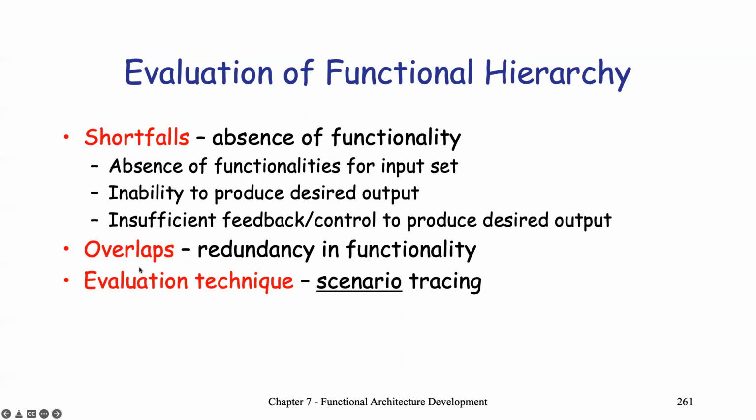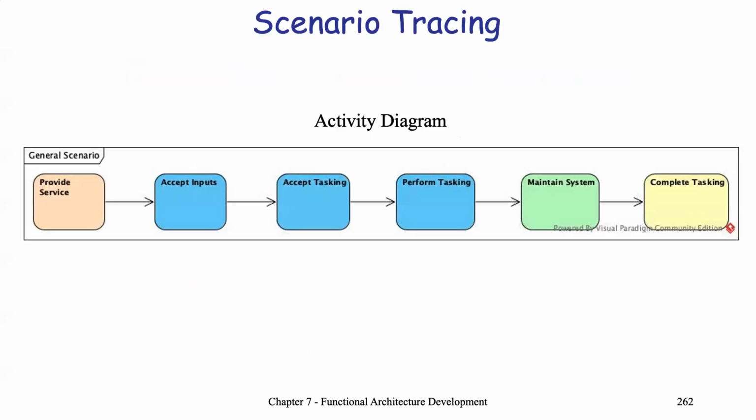Are there overlaps? Remember when we talked in discrete mathematics about partitions, and you want to make sure that there are no overlaps. An overlap would be a redundancy in functionality, and so you could have ambiguity in how the overall system is going to operate. And then you want to be doing evaluation analysis. And so an evaluation technique is to use scenarios and to trace those scenarios and see how things work in various ways of what's supposed to happen.